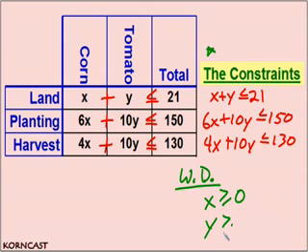And the same thing can be said for my tomatoes. I cannot plant negative acres of tomatoes. And it's important that we graph these two well duh constraints right here, because if not, we will get an unclear feasible region. So it's really important that we add these common sense inequalities to the problem.